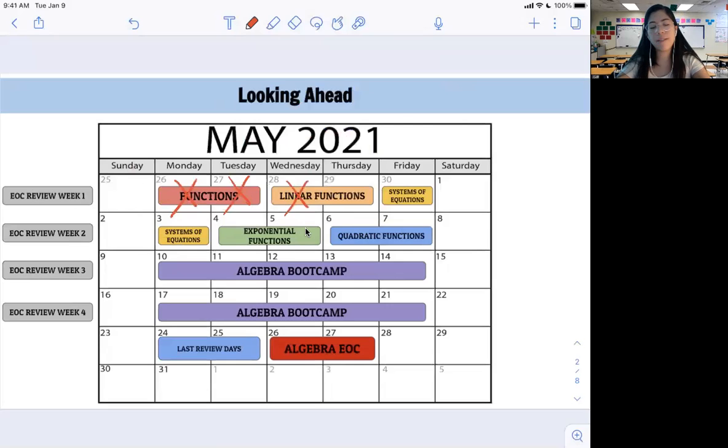Yeah, there's no iReady in high school. That's why I am a little annoyed, because algebra students shouldn't have to take iReady, but it is what it is. But I'll let you guys know which day it is.